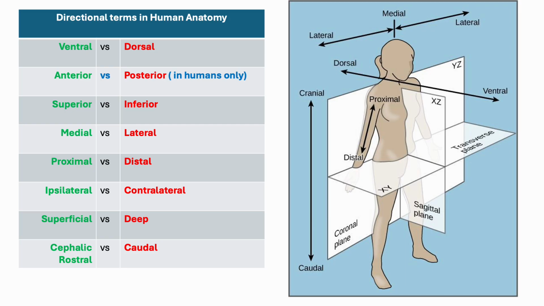So let's take a look at our terms again. We have ventral or anterior, dorsal or posterior, superior, inferior, medial is towards the midline, lateral is away from the midline. So we have medial versus lateral. We also have proximal versus distal. Ipsilateral means on the same side. Contralateral means on the opposite side.